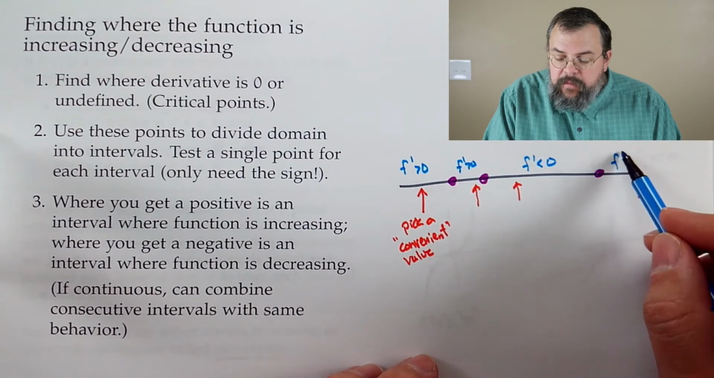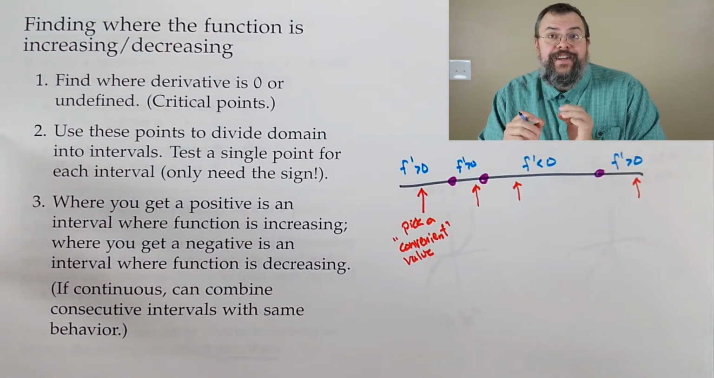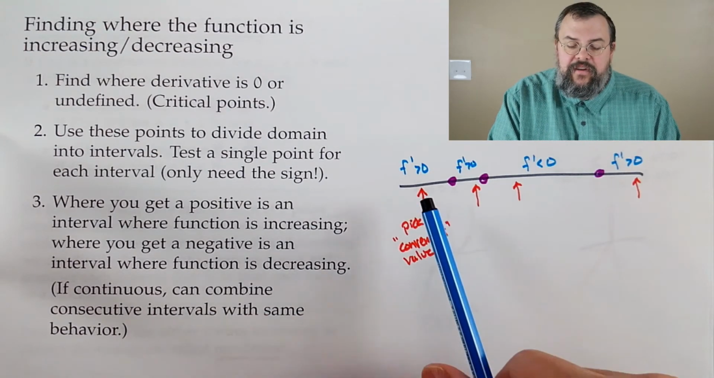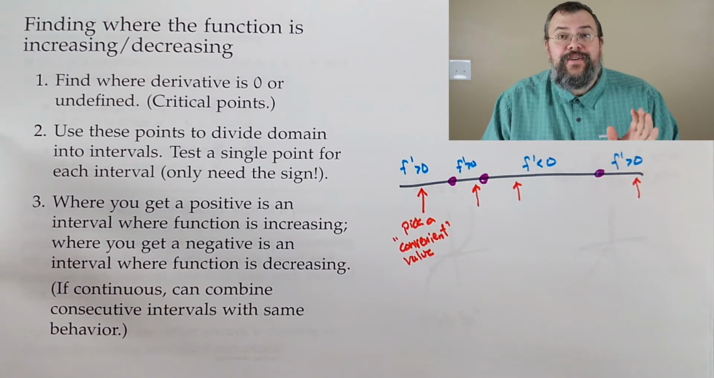And then it goes back to being positive. So you have some sequence. You have to test every interval. It's not just enough to say, okay, I've tested one interval, then I'm going to always flip sign, blah, blah. No. It's possible that you might not change sign at a critical point.